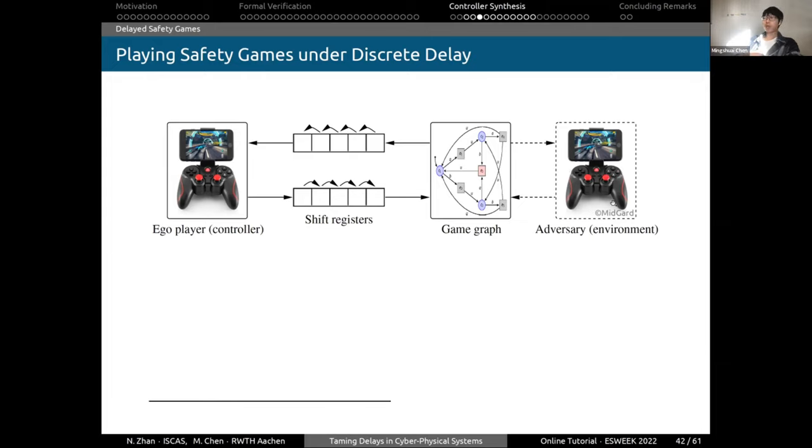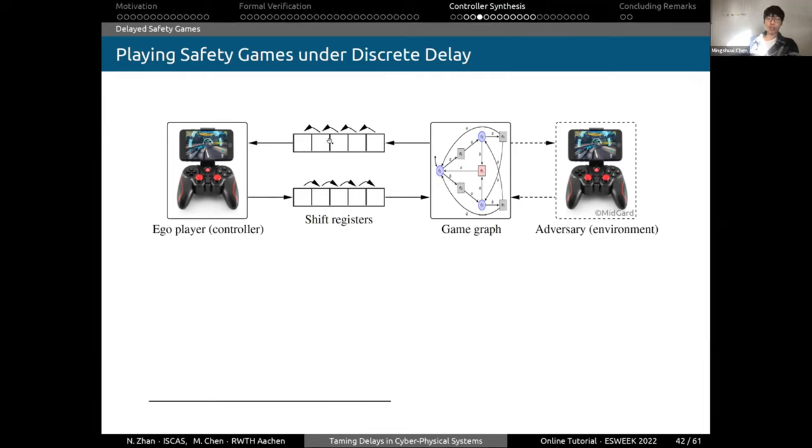The environment always has perfect information about where the game currently is, and the action of the environment always takes effect immediately. However, for the controller player, or the ego player, we can introduce some communication delays here. For example, in the downward link, when the player tries to observe the current state of the game graph, this information doesn't go to the ego player immediately. Rather, it takes some time to reach the ego player. For example, here we have 5 units of delay.